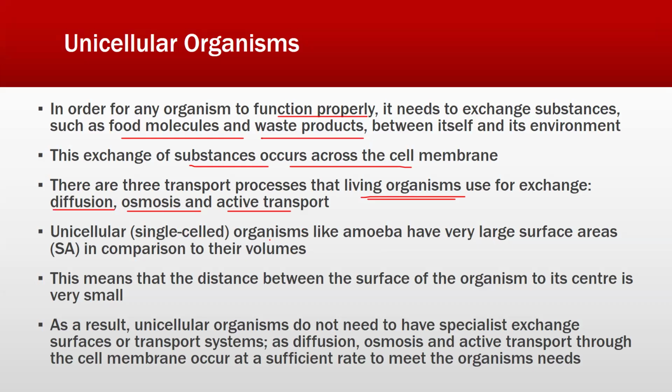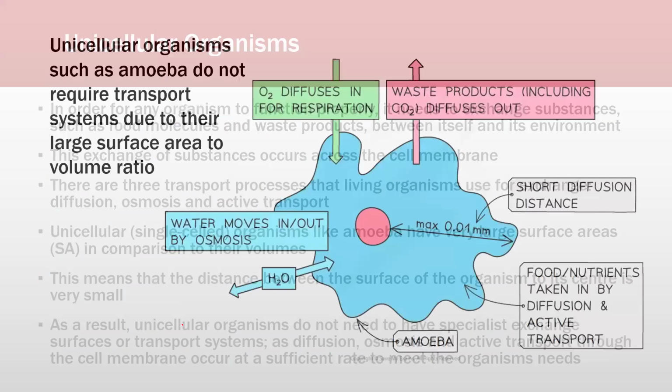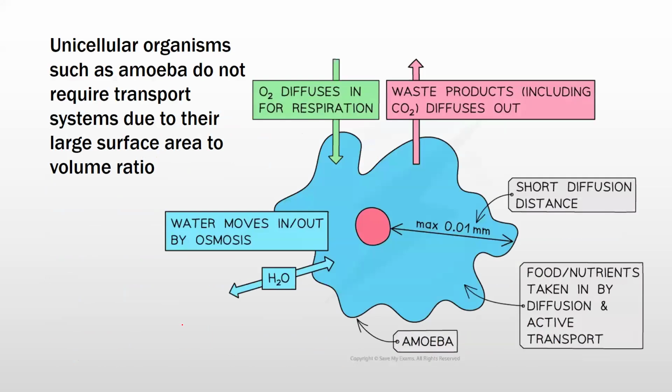Unicellular organisms like amoeba have a very large surface area in comparison to their volume. This means that the distance between the surface of the organism and its center is very small, and as a result, unicellular organisms do not need specialist exchange services. Only multicellular organisms need a huge transport system so they can transport substances, gases, products and reactants, so all of the needs of the organism can be met.